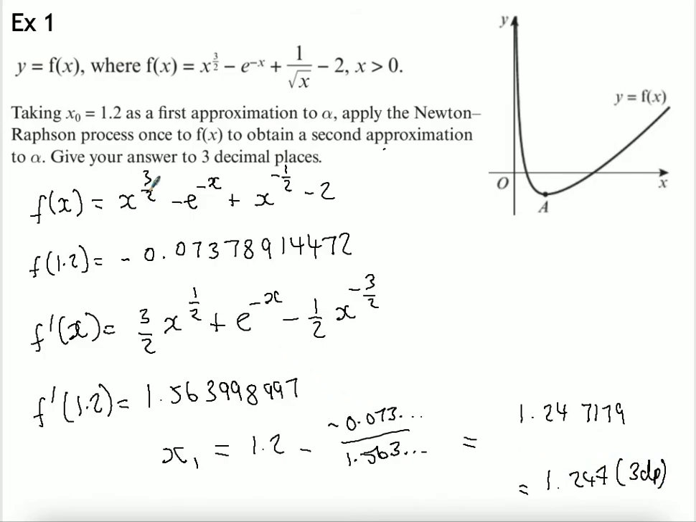As you can see, it's not far away from 1.2, but it's a slightly better approximation. And then if we were to use that again to find a third approximation, it would be even closer still. Okay, so that's it really.